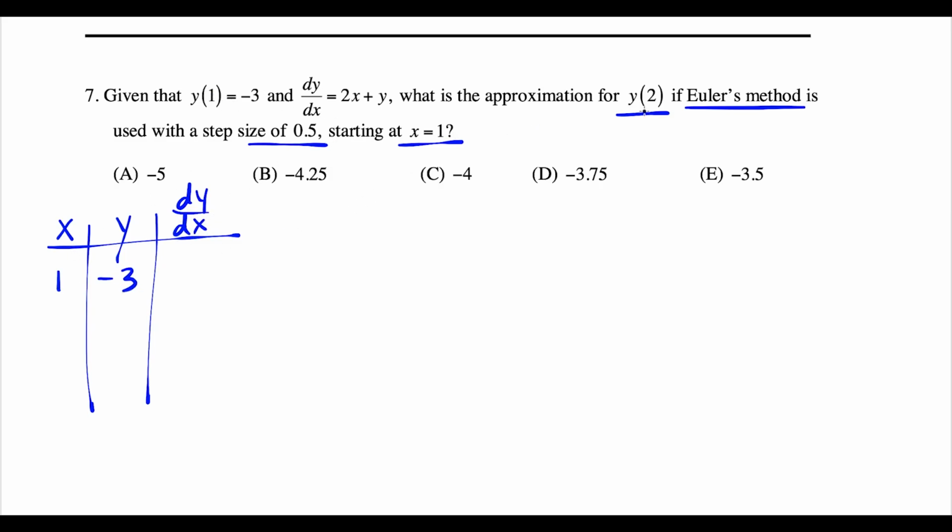And we're trying to approximate y of 2, which means what is the y value when x is equal to 2? So we're using a step size of 0.5. That means we're going to do 2 steps, because if I go forward 0.5, the next value would be 1.5. And if I go forward 0.5 again, that brings me to x equals 2.